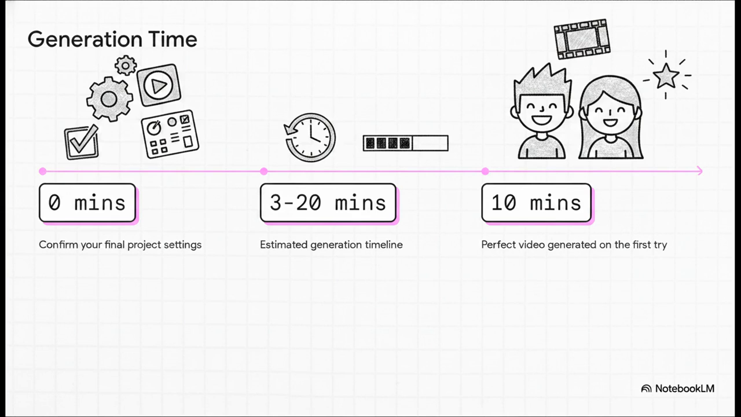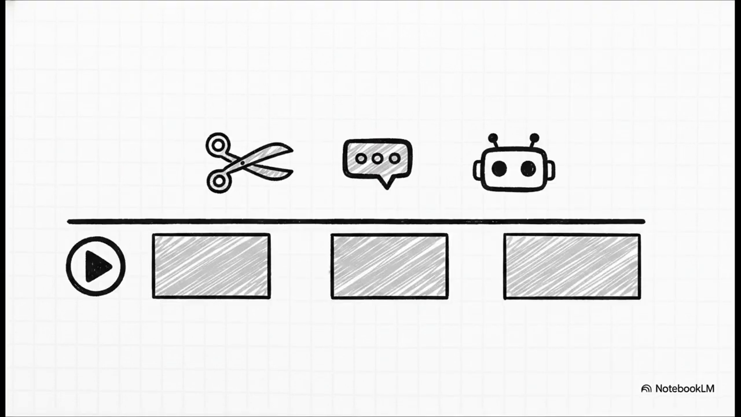So you've locked everything in and hit start generating. What happens? Well, the system will estimate about 3 to 20 minutes, but honestly, for that complex 90-second demo we talked about, it only took 10 minutes. Just 10 minutes to perfectly render an entire 3D animated scene fully voiced on the first try. That's just wild.